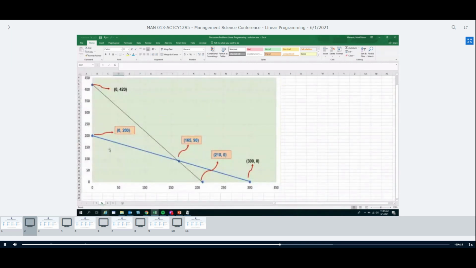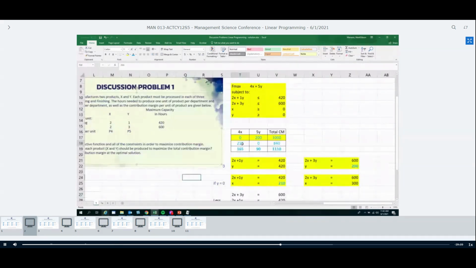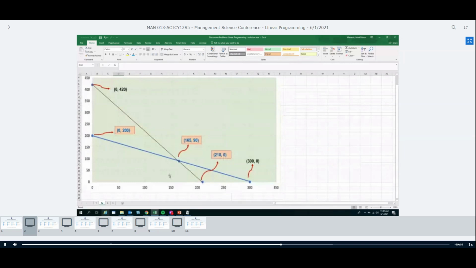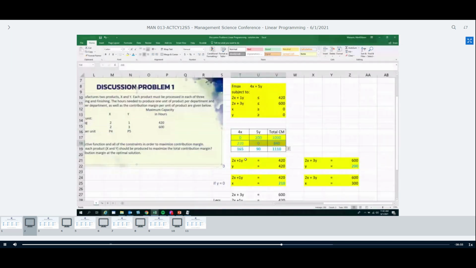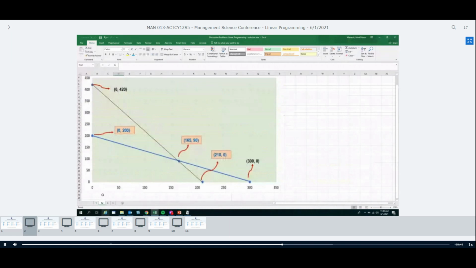Next natin is 210 and 0. And actually, ito yan. And then finally, yung nag-meet yung 165 and 90. This one, class. So pinrove lang natin that there's an alternative to computing your linear programming. That's by way of a graphical form.